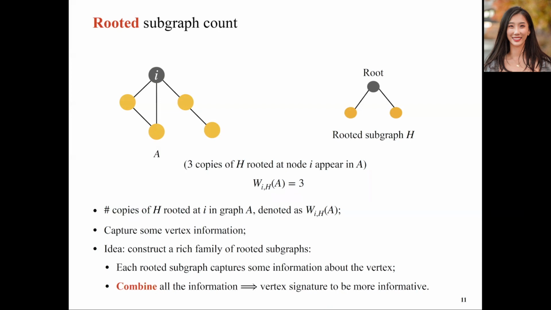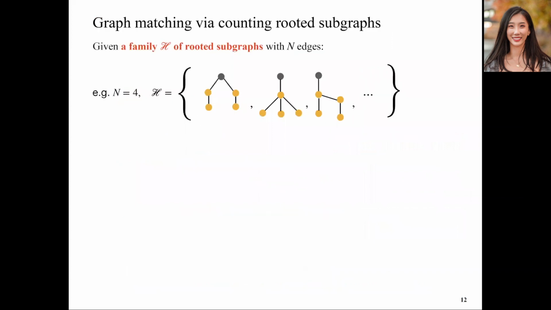Having this idea of constructing a rich family of rooted subgraphs, now let me introduce a roadmap of how we conduct graph matching. The first step is we construct a family of rooted subgraphs. Each rooted subgraph has capital N number of edges. In this short example here, capital N equals 4. So each rooted subgraph has 4 edges, and the solid node represents its root.